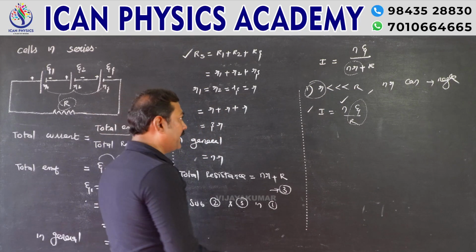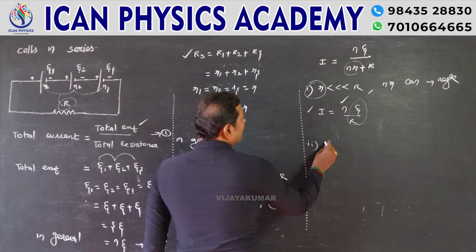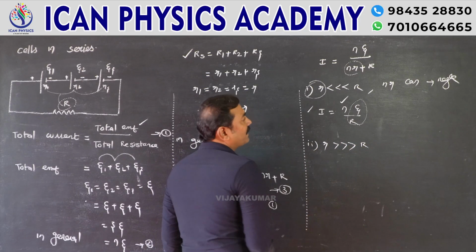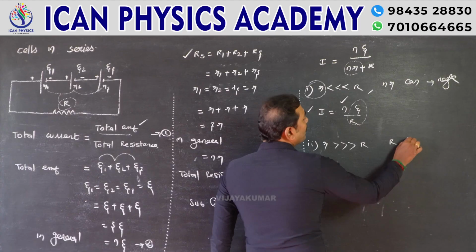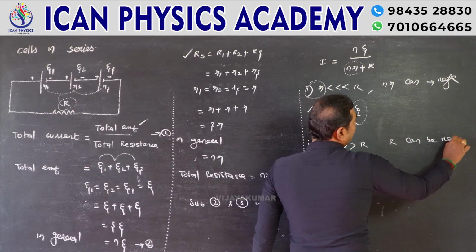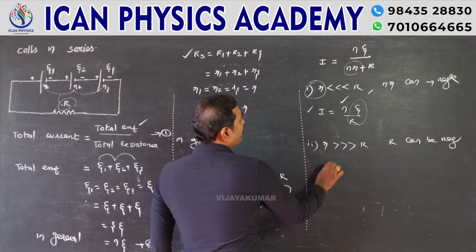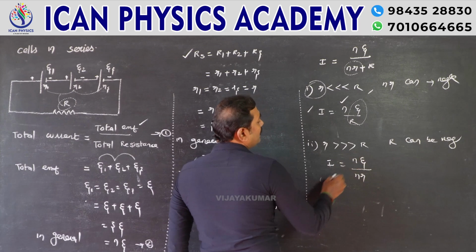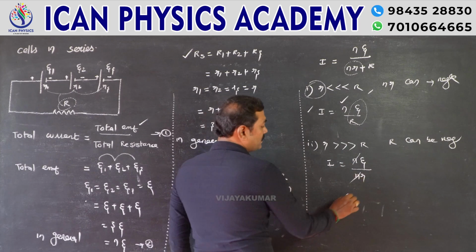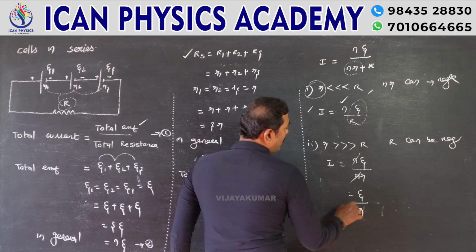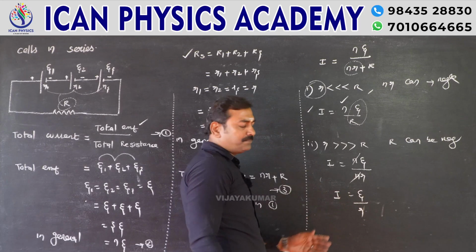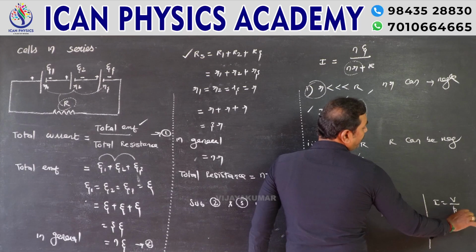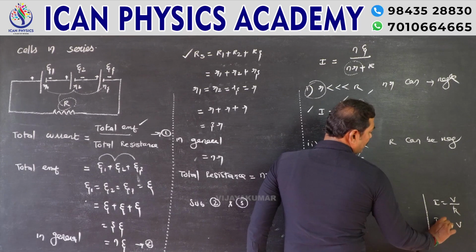On the other hand, second case, r is much greater than capital R. So capital R can be neglected. So when we neglect the capital R, then I equals n psi by nr. Now n gets cancelled. So once again, psi by r equals I. Simply we can remember I equals V by R. So V equals IR.